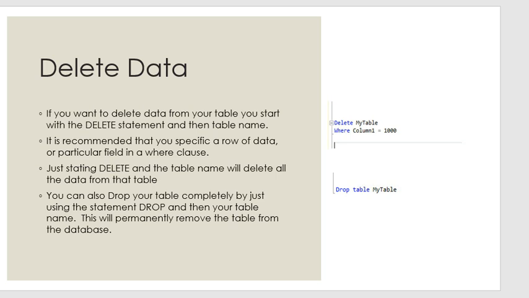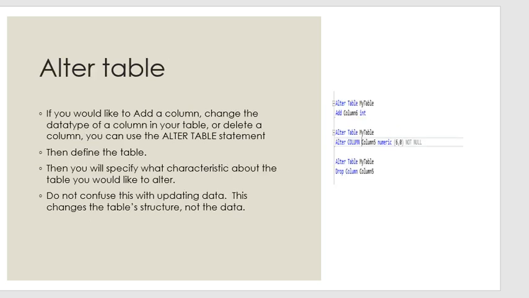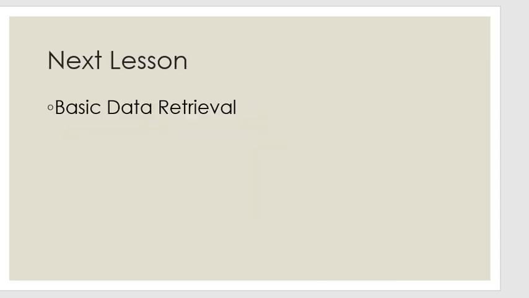Now, the next thing is alter table. You can add columns, you can delete columns, you can specify characteristics about the table you would like to alter, such as a column going from int to numeric. And don't confuse this with updating your data. This will not update your data, it will only change the structure. And that goes through this lesson. The next lesson, we're going to go over basic data retrieval with our select statements.